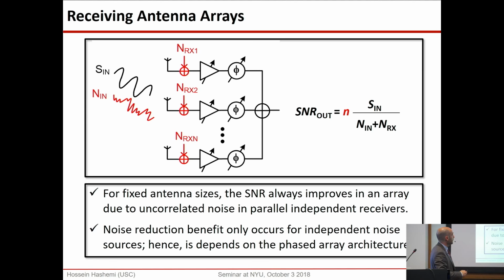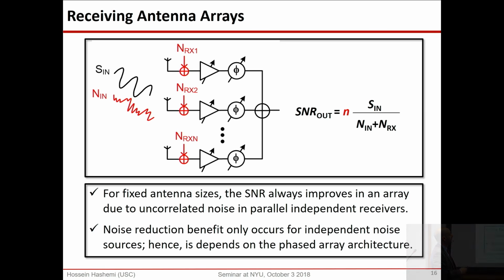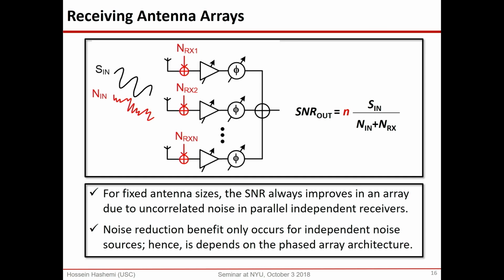In the receiver, the situation is also interesting. Imagine that you have a receiving array consisting of a number of antennas, phase shifters, and amplifiers, and there is a received signal and received noise. Each of these receiving paths is going to have its own noise, and in most practical cases, these noises are completely uncorrelated. They're independent noise sources.